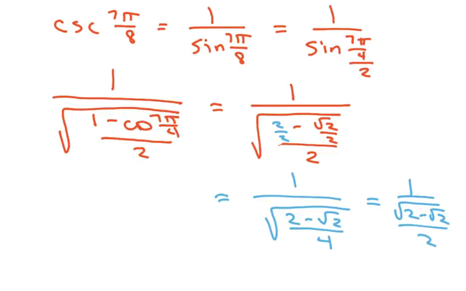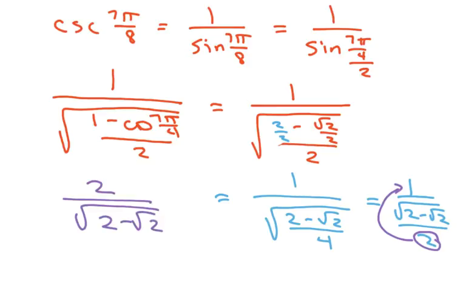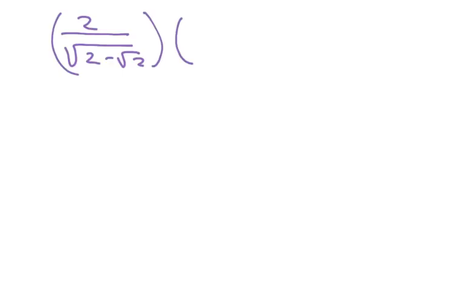So the square root of 4 is 2. I'm going to go ahead and bring this 2 up front on the top in the numerator. So we have 2 over square root of 2 minus square root of 2. Alright? And now what we're going to do is go ahead and simplify this by rationalizing the denominator. We're going to have to do it twice. So what I'm going to do is multiply by the same thing to get rid of this top radical, square root of 2 minus square root of 2.